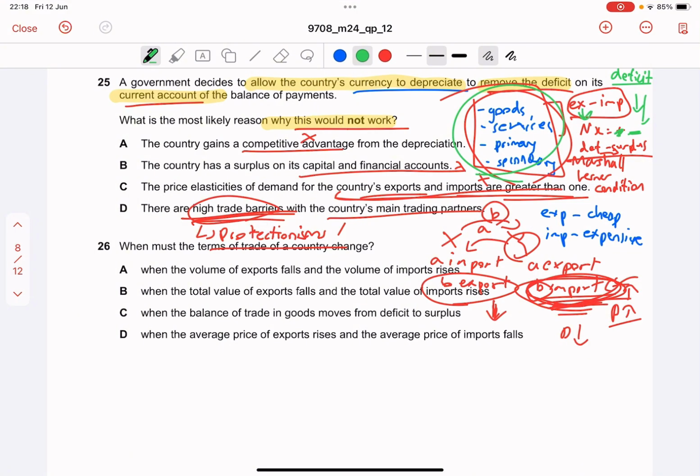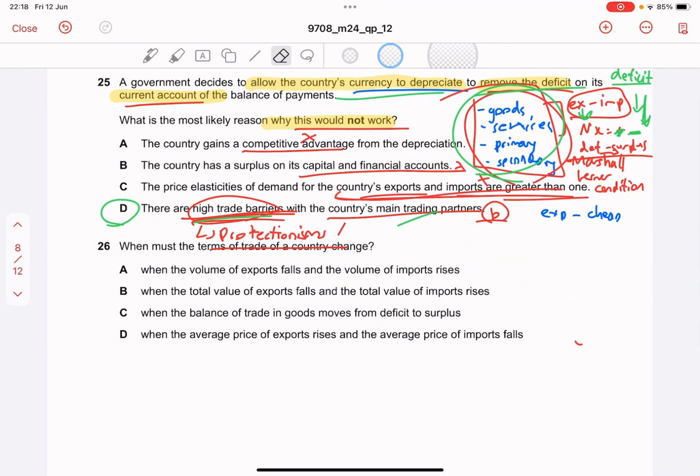So the question states, why will the deficit not be removed despite the currency being depreciated? Well, despite the currency being depreciated, the deficit is still falling because of these high trading barriers. So you know what, that actually checks out. So that is most likely our answer, and D is correct, yes. Right.